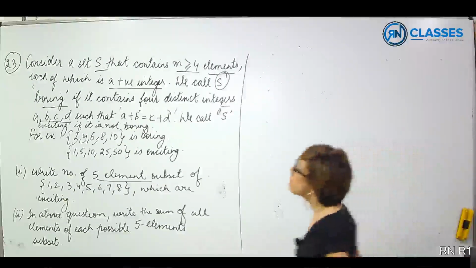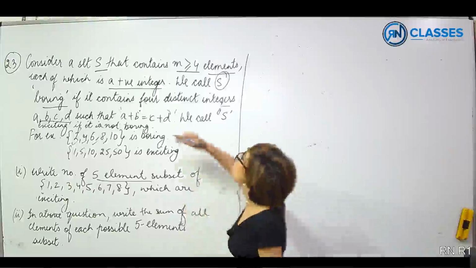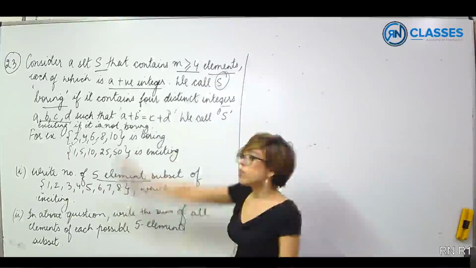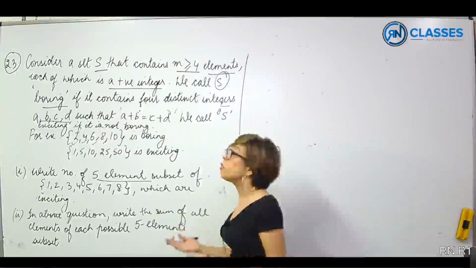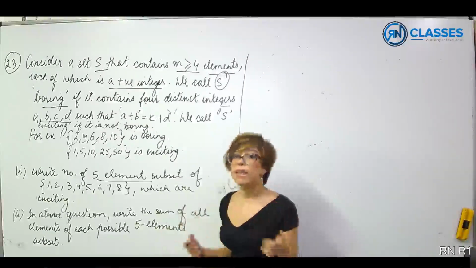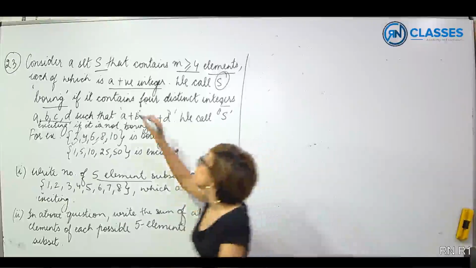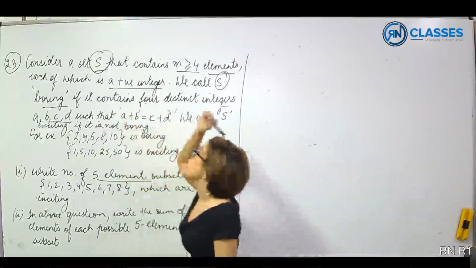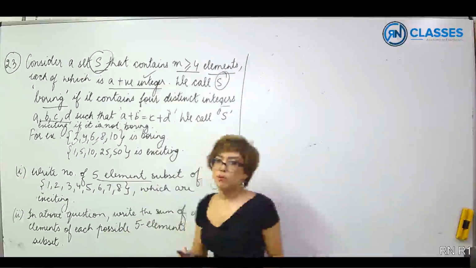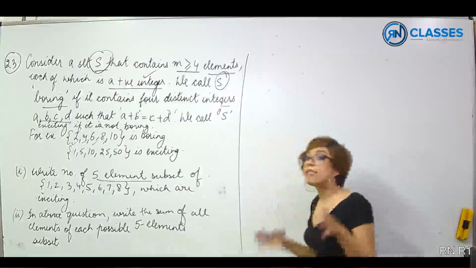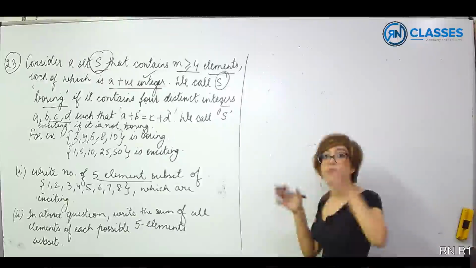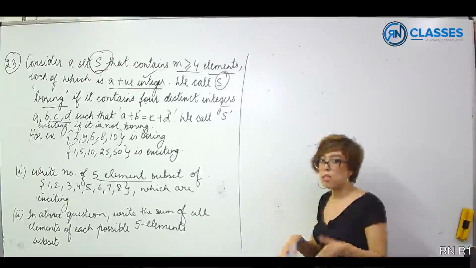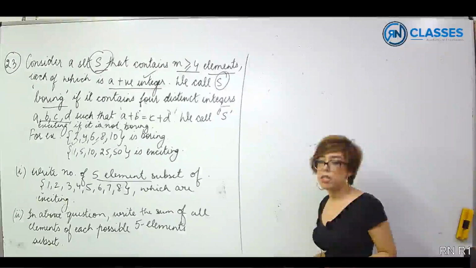Now he says, consider a set S that contains m greater than or equal to 4 elements. Right. So that means number of elements should be greater than or equal to 4. It can be 4, it can be 5, it can be 6, and so on. So we're talking about such a set. And obviously each of these numbers is a positive integer. Right. And since it is a set, obviously the numbers cannot be equal to one another. The numbers have to be distinct. So that means 4 elements, all 4 numbers have to be distinct. 5 elements, 5 numbers have to be distinct.